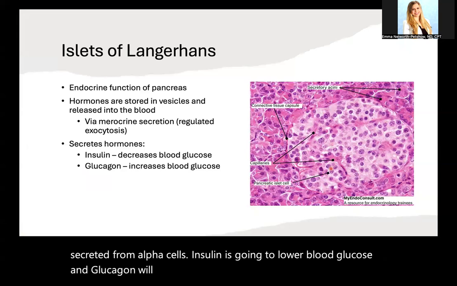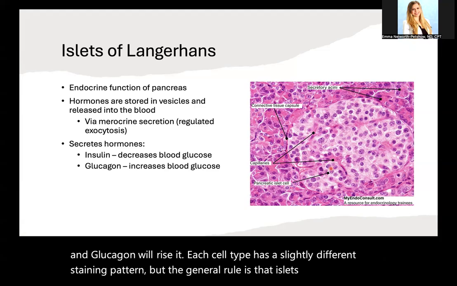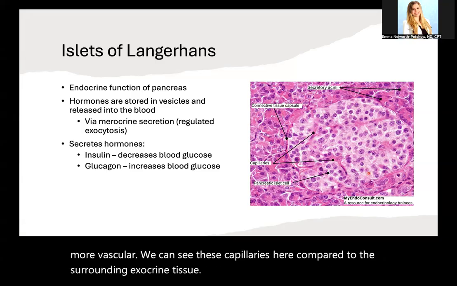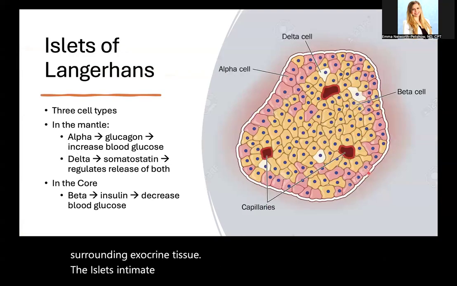Each cell type has a slightly different staining pattern, but the general rule is that islets are paler and more vascular. We can see these capillaries here compared to the surrounding exocrine tissue. The islet's intimate association with capillaries allows for rapid hormone release into circulation.